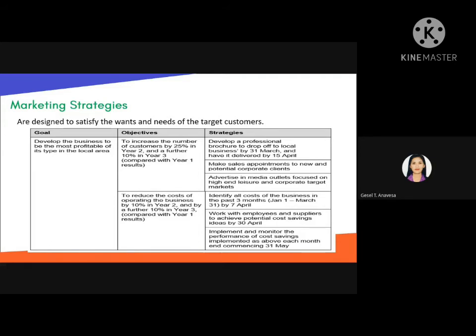So again, the marketing strategy should be customer focused. In designing the marketing strategy, it should be customer focused, so you have to put yourself in the place of the customer. In doing so, you identify within yourself what the possible responses could be, and whether they would be effective or not.